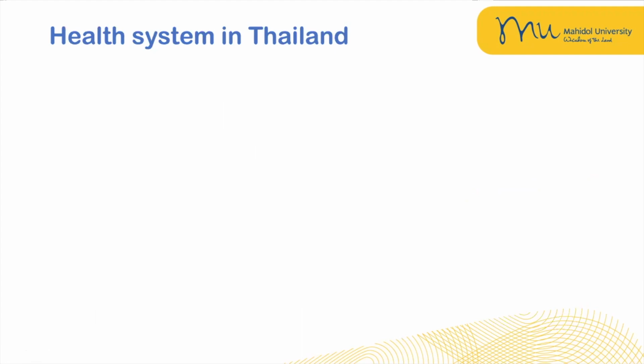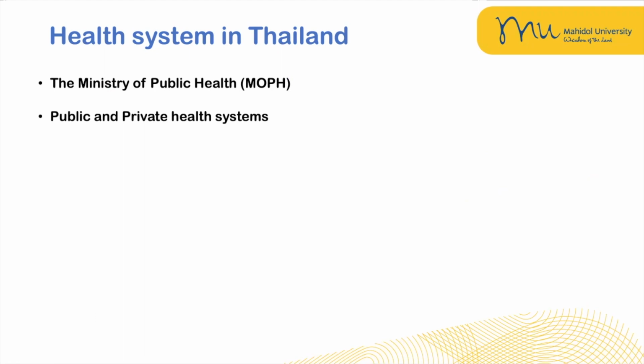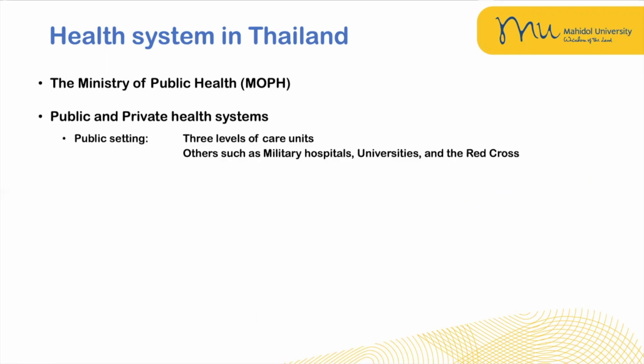About the health system in Thailand, the health system is operated by the Ministry of Public Health, and the Thai health system can be roughly divided into private and public health system. The public health system can be separated into 3 levels of care unit. And there are a lot more hospitals that are run by the government, such as the military hospitals, university, and the Red Cross. For the private setting, we have several private hospitals, clinics, and home services.